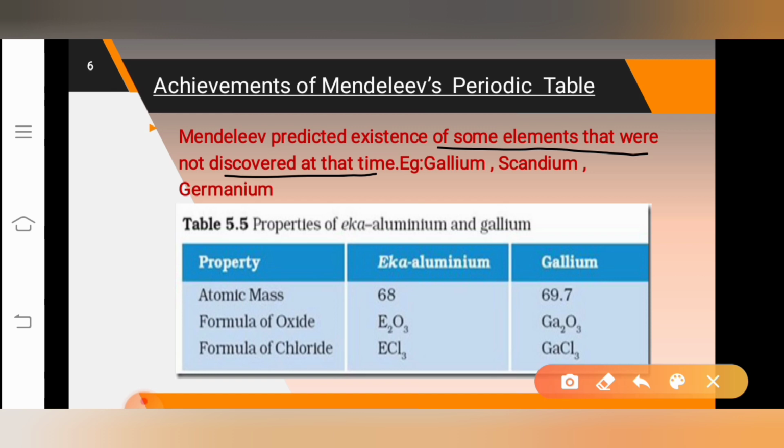So he guessed that there will be an element which will be found in the future, and it will have an atomic mass of 68, and he called that element Eka aluminium.